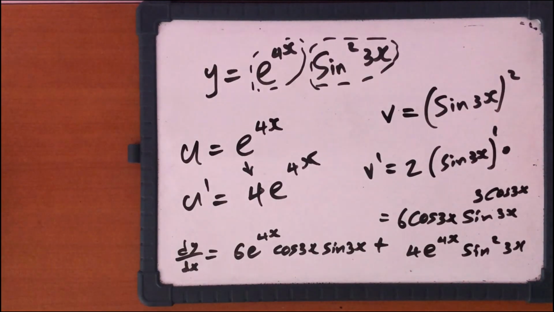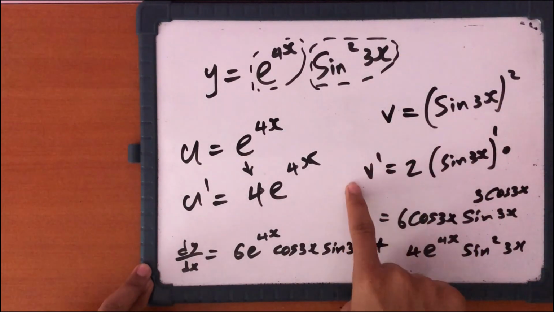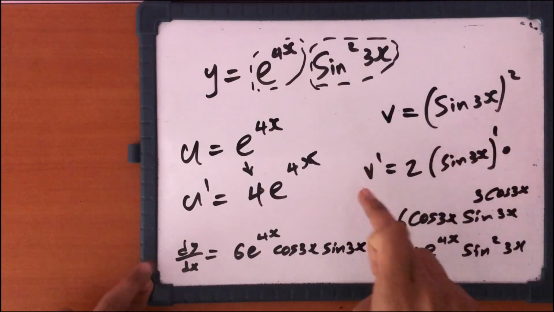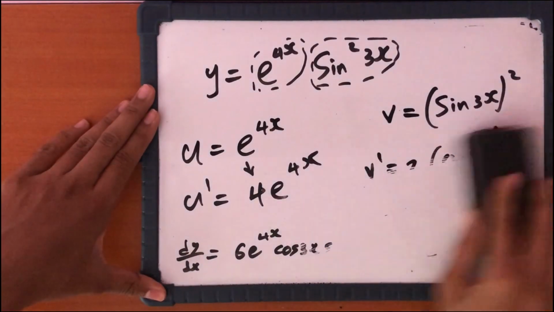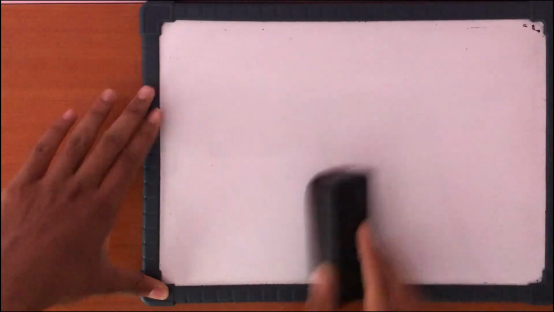So that's it for product rule. For product rules, it's 2 functions multiplying each other, but each of those functions can have a chain rule when you want to differentiate that one in specific. So that's it for chain rule. Again, okay, now we go to quotient rule.